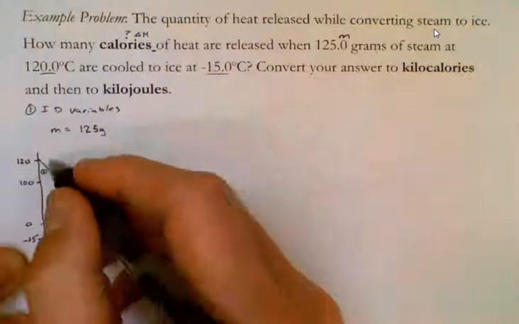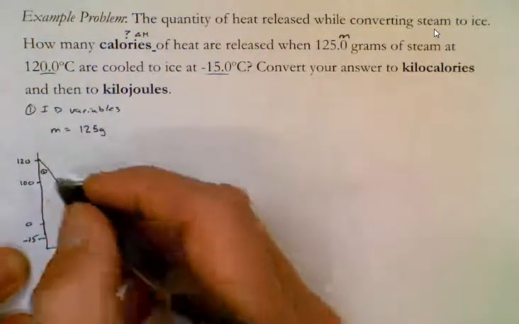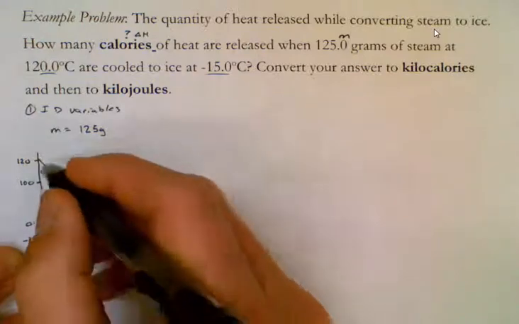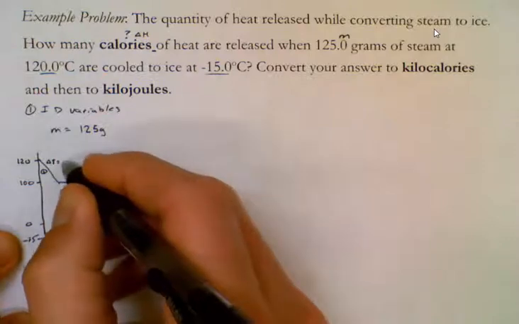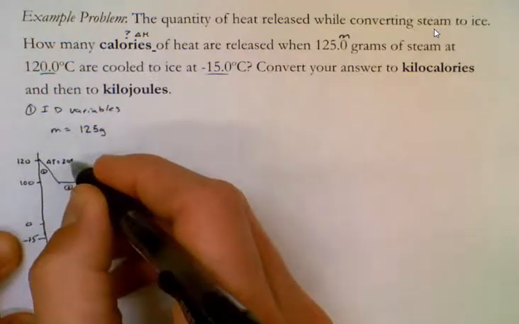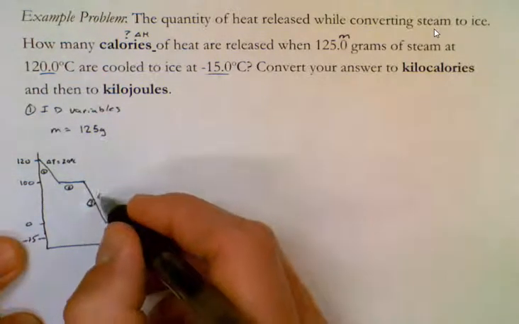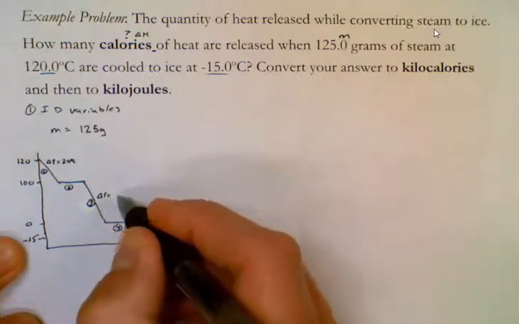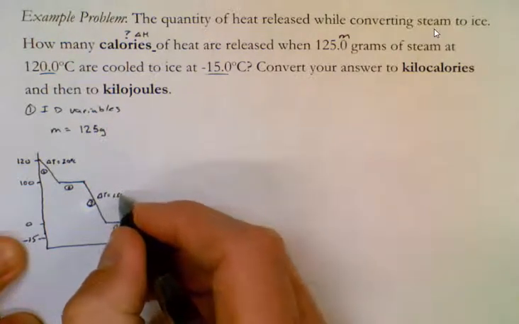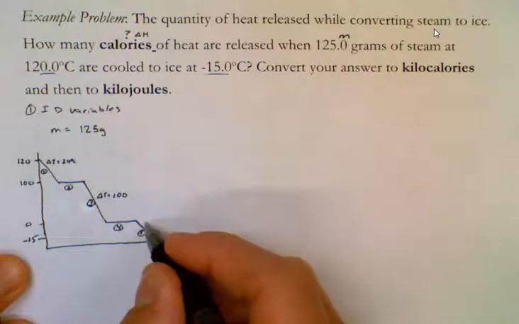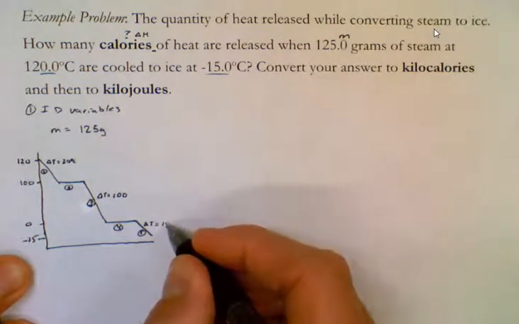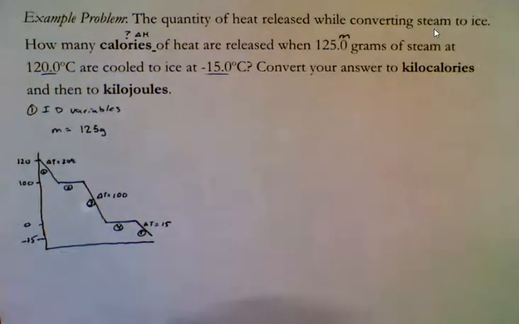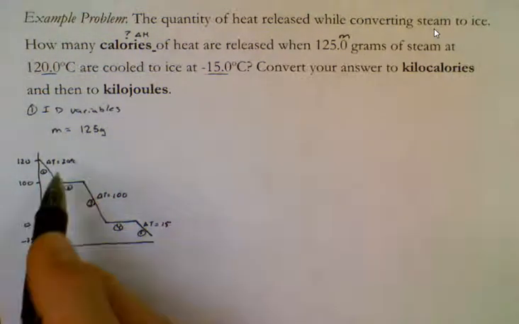You want to do your delta T's for each diagonal portion of the graph. Remember, diagonal portion is showing a change in temperature. So delta T for phase 1 is going to be 120 minus 100, so that's 20 degrees C. And delta T for phase 3 is going to be 100, because 100 minus 0. And then finally, delta T for phase 5 is going to be 15 degrees difference. So label your delta T's.